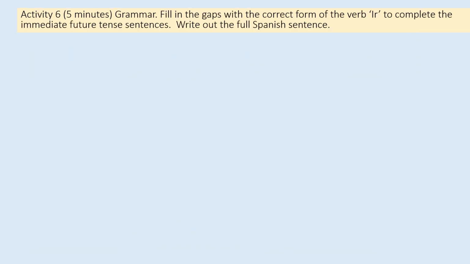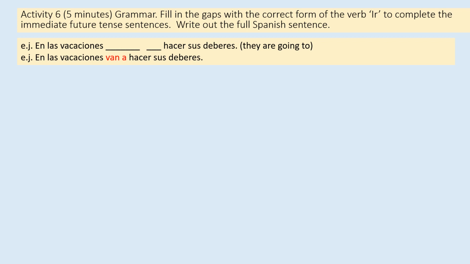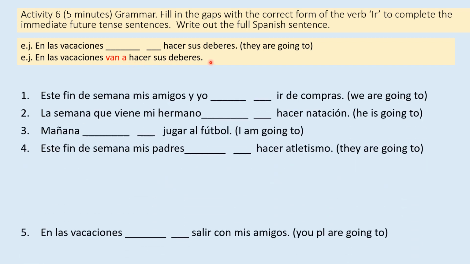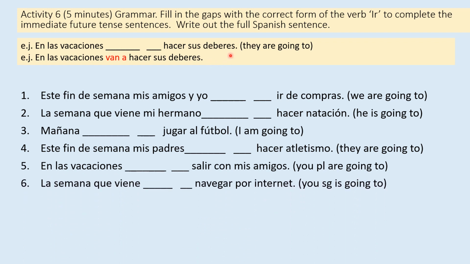Okay, continuing on with this grammar then, I'd like you to now fill in the gaps below with the correct form of the verb ir to complete the immediate future tense sentences. At the moment, you just need to write out the full Spanish sentence. So, for example, you might have en las vacaciones, gap, hacer sus deberes. And in the brackets, you will have the conjugation, the form of the verb that I want you to use. So, they are going to. So, you would write en las vacaciones van a hacer sus deberes. Have a go at the rest now by yourselves and pause the video to do this, please.